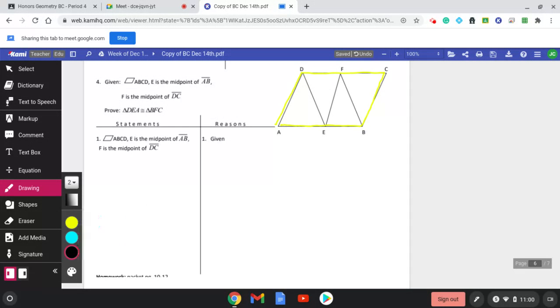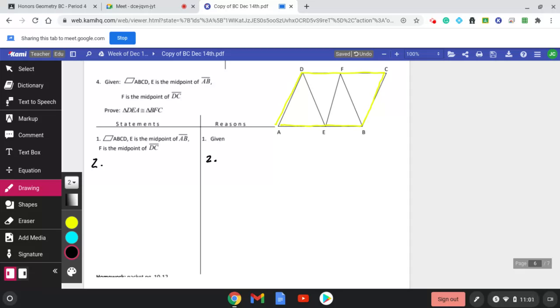Please recognize the two triangles you're trying to prove congruent, the two on the outside: DEA and CFB. All right, let's start this off. Give me something, what's true. Give me angles or sides that are equal because that's a parallelogram. Don't touch the midpoint yet.